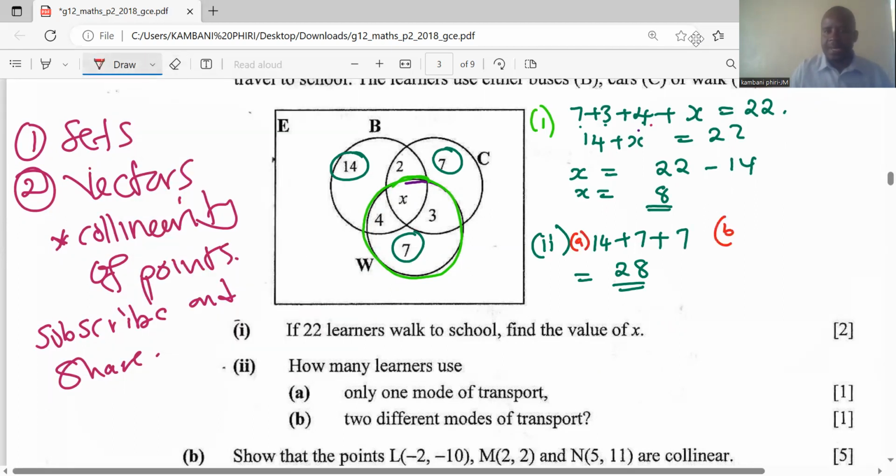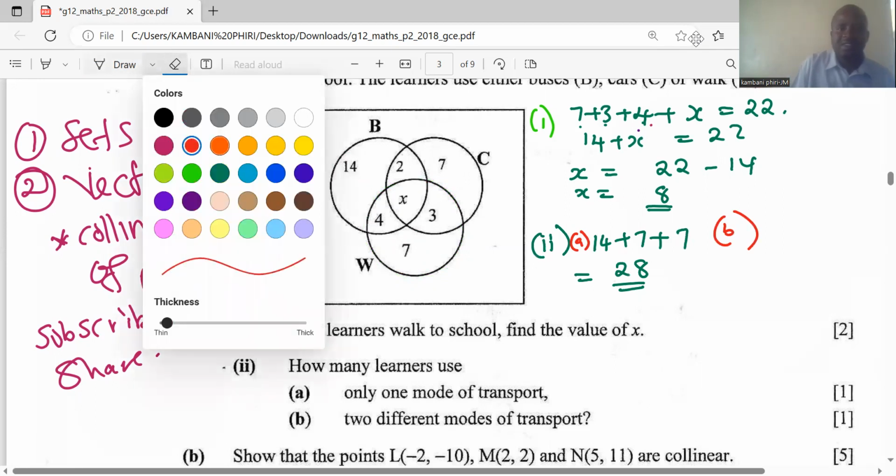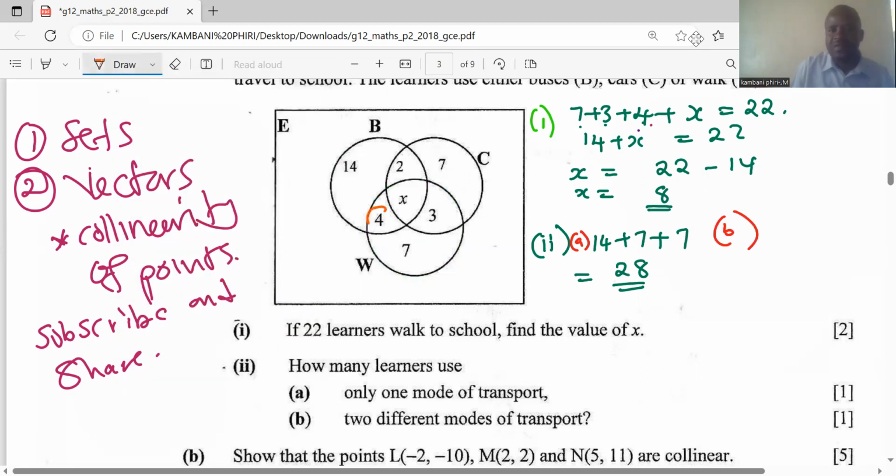Then B is here. We want the number of learners that use 2 different modes of transport. That is buses and cars, maybe cars and walk. So we find that maybe this week they have used a car, next week maybe they walk, right? So it is the point of intersection. The point of intersection. So it is 4, 2, and 3.